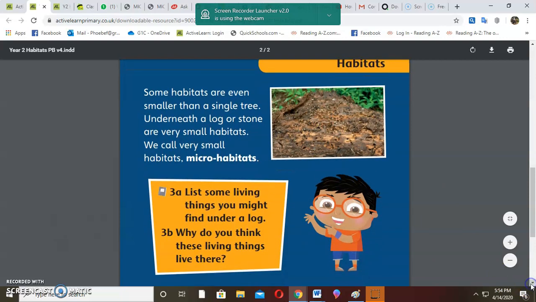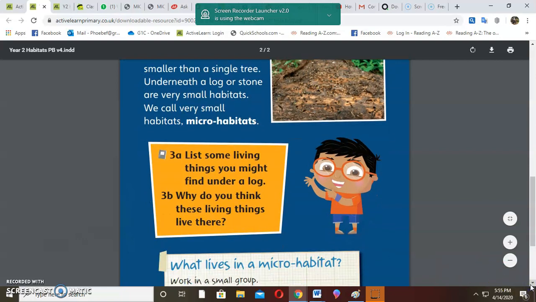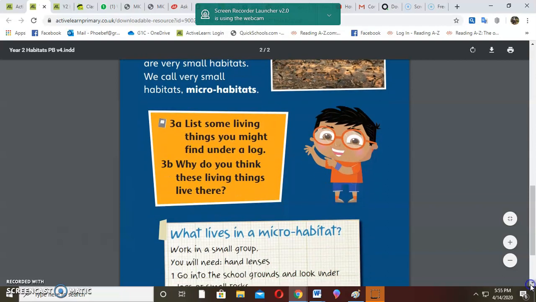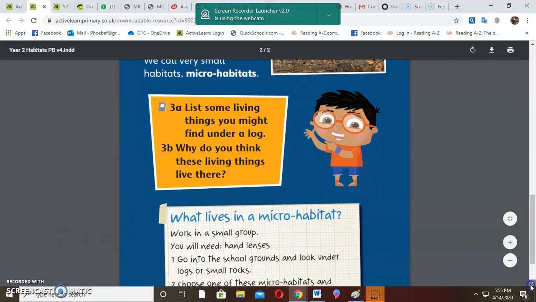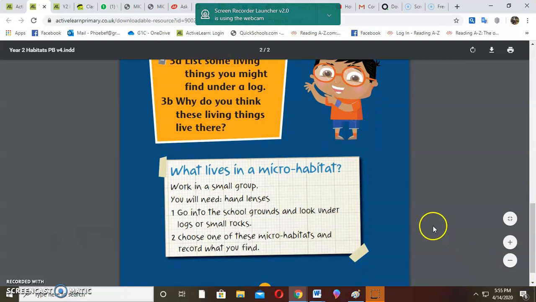Okay, so you will try and list some living things you might find under a log. Then why do you think these living things live there? So that is a homework for you. Can you give me some? Okay, so what lives in a microhabitat? This one you're going to discuss with your family so that you can give me your answer.